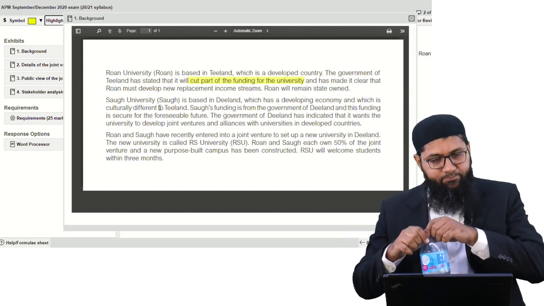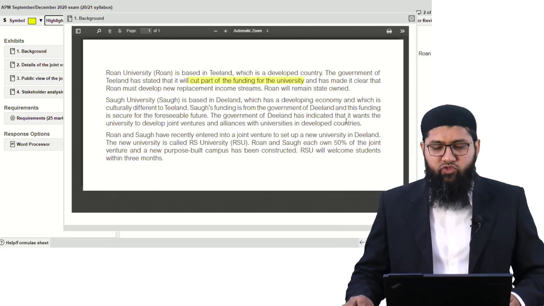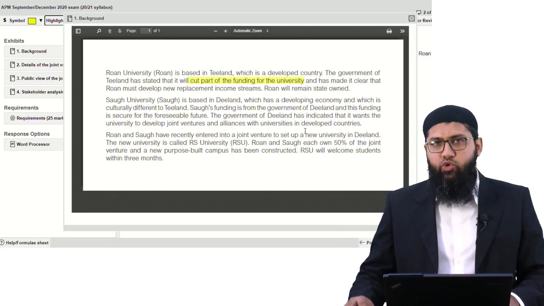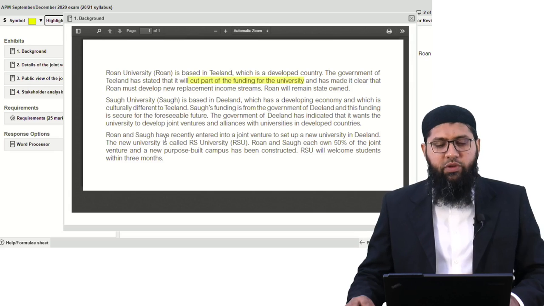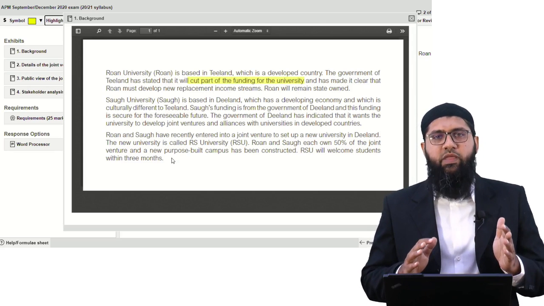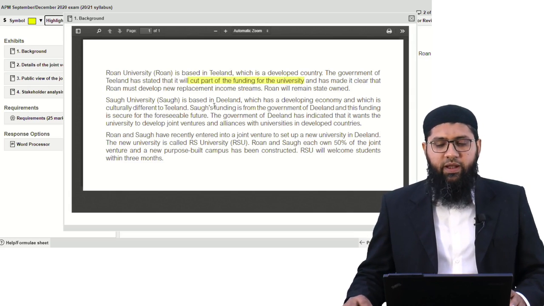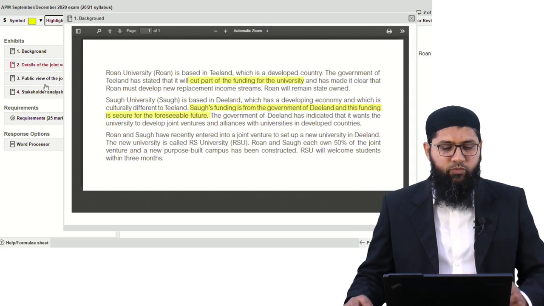Now, it says Roan and Seoul have recently entered into a joint venture to set up a new university in D-Land. The new university is called RS University, which is RSU. Roan and Seoul each own 50% of the joint venture and a new purpose-built campus has been constructed. RSU will welcome students within 3 months. So basically one of the universities is based in a developed country, and the other is based in a developing economy. Seoul sources funding from the government, and this funding is for the foreseeable future.